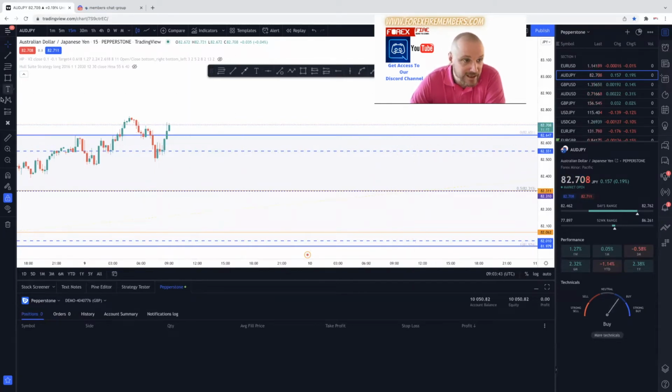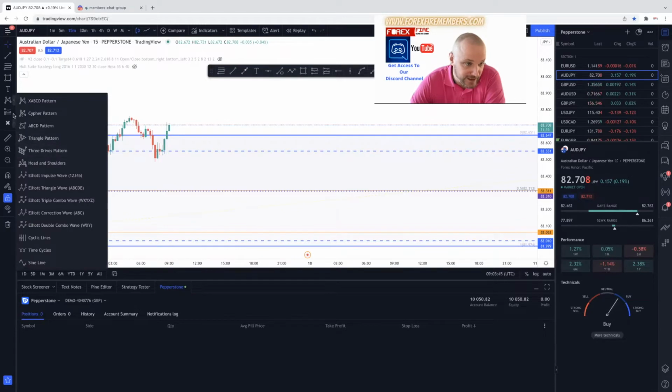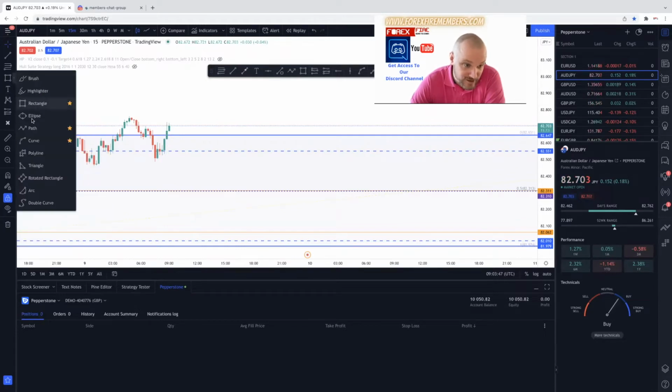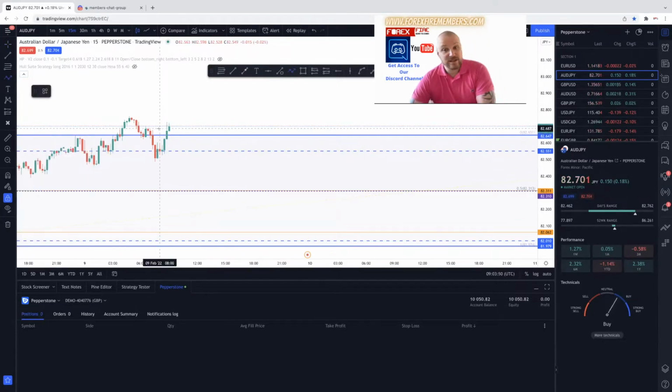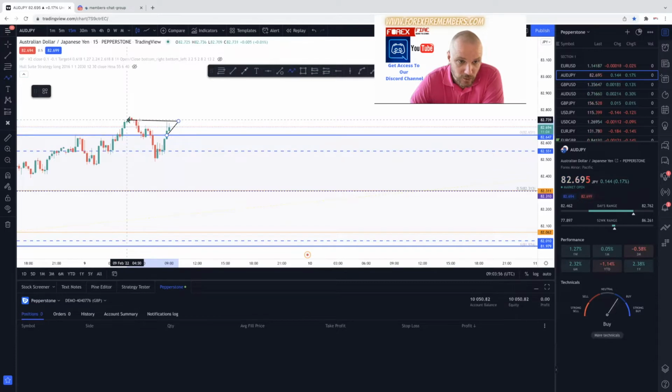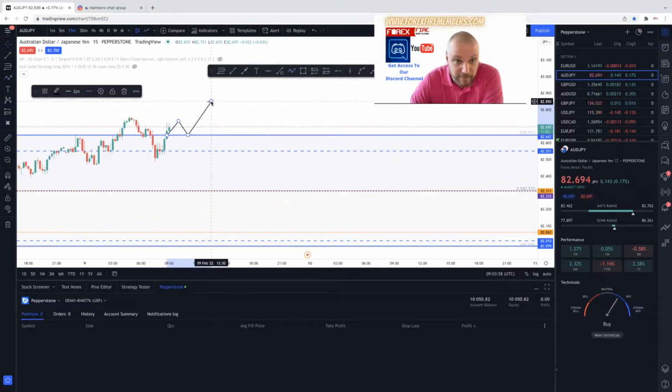So we might get one of two things happening. And again, I hope you are taking notes, because these lessons are very, very good on the way of market structure. So we could get a move up. We'll come towards here. We might get a bounce, and then it might go higher.